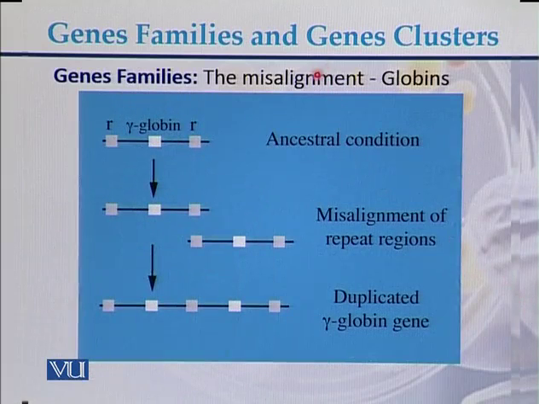Gene families due to misalignment. The best example of misalignment is the globins. Here we can see the ancestral condition on the chromosome. Then, due to misalignment of the repeat regions, these two chromatids are not aligned with each other. Due to this misalignment, the duplicated globin gene appeared. Here we can see this one, the second part, and then the third, fourth and fifth. So due to misalignment, the two different sequences merge with each other, and that is one of the main reasons for gene families.